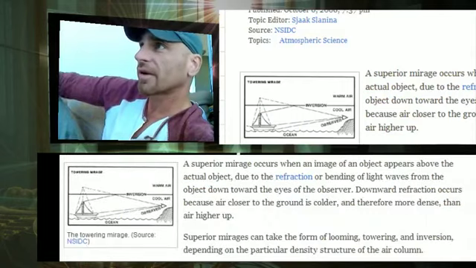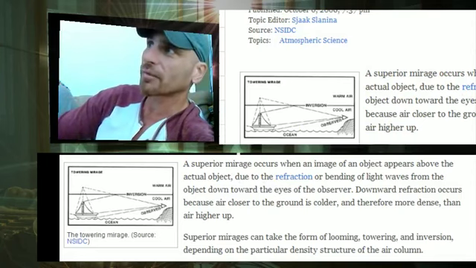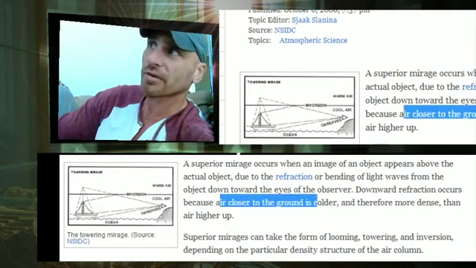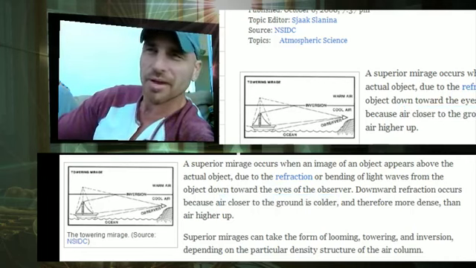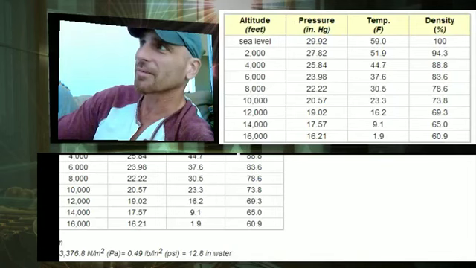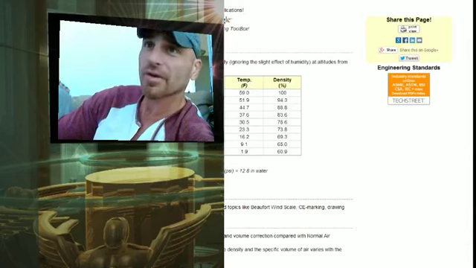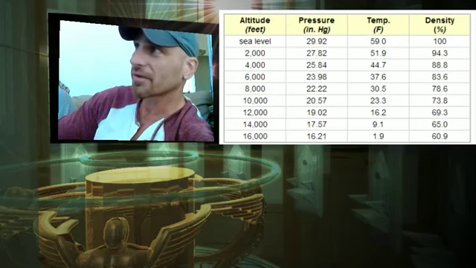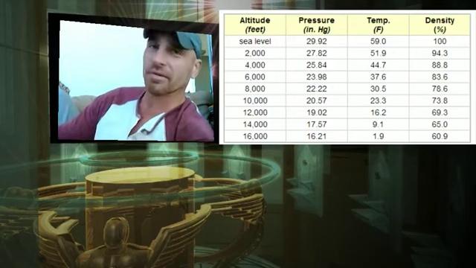Their explanation: a superior mirage occurs when an image of an object appears above the actual object due to the refraction, well, that's true, or bending of light waves from the object down toward the eye of the observer. Downward refraction occurs because air closer to the ground is colder and therefore more dense than air higher up. Well, that's all backwards. I mean, if you understand anything about the temperature of the atmosphere, it gets colder when it goes higher, not lower to the ground. From sea level, the temperature is consistently decreasing as you get higher. So it makes no sense.